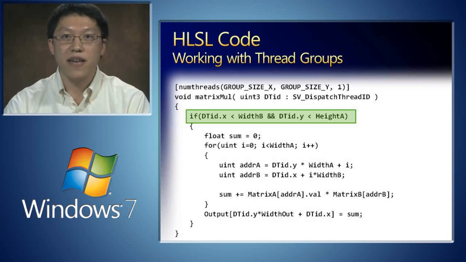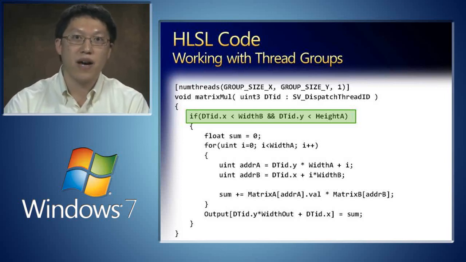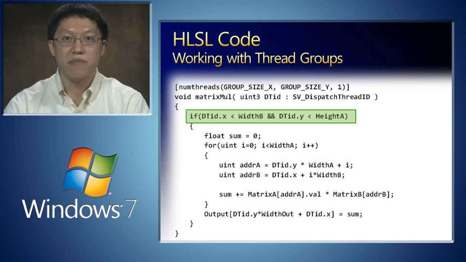And then if you want a generic matrix multiply function, you probably won't fill all the thread groups with work. So what I do here is I check the thread IDs to see if they're under the bounds of my output matrix. And if not, I mask them out. So I use a branch here.